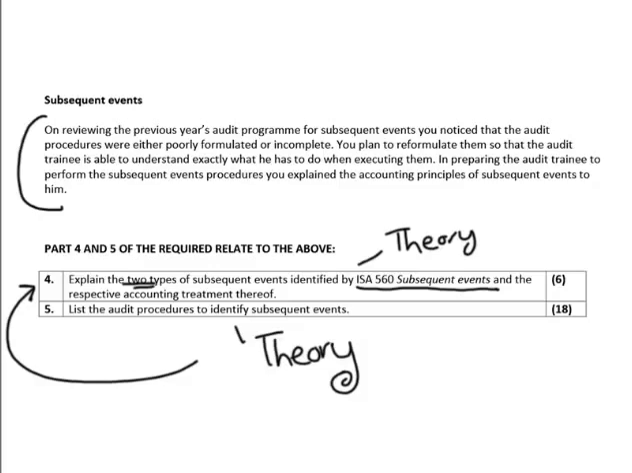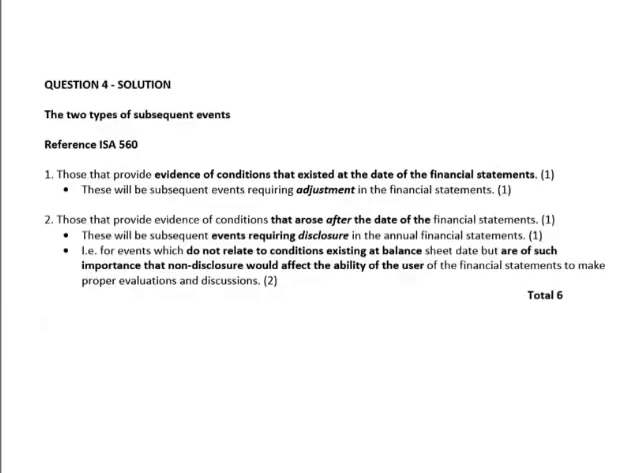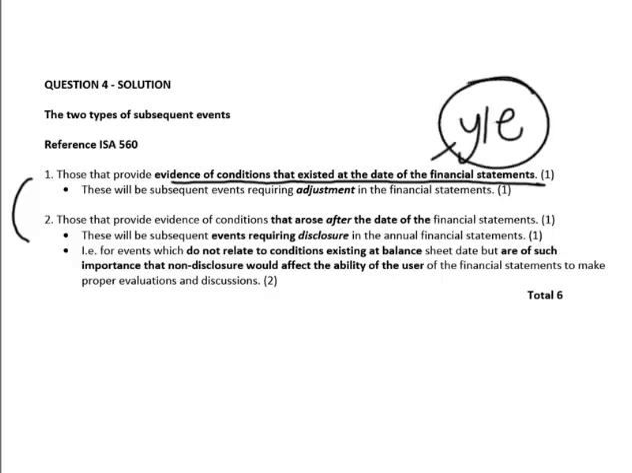Okay, so firstly, part 4. We need to explain those two types of events. First of all, there are two types, right? You get adjusting and non-adjusting, and we'll read through those two now. But firstly, it says those that provide evidence of conditions that existed at the date of the financial statements. So at year end. If there was evidence of anything that happened at that year end date, that would be considered an adjusting event. So these will be subsequent events requiring adjustment in the financial statements, right?